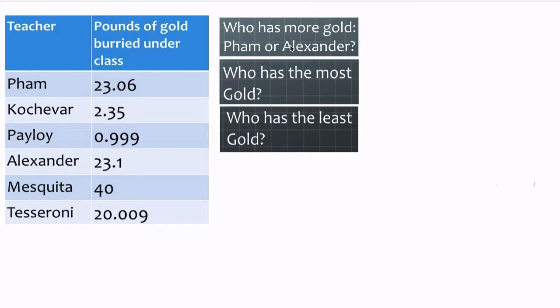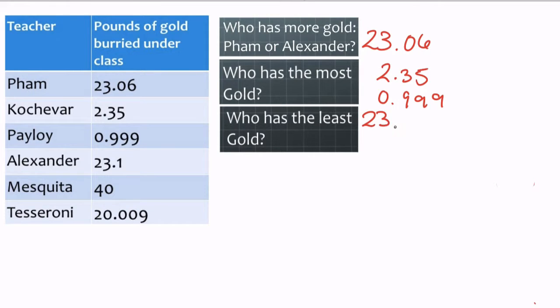So before we start, when you're trying to compare decimal numbers, one of the best things you can do is to simply rewrite the numbers, making sure that the decimals are all lined up. So let's write this first one here. This is Mr. Pham. He's got 23 and 6/100 pounds. Mr. Kochvar has 2 and 35/100 pounds. Again, we're trying to get the ones place over the ones place, the decimal over the decimal. Here's Mr. Paloy. It looks like he has a lot, 999. Ms. Alexander, 23 and 1/10.